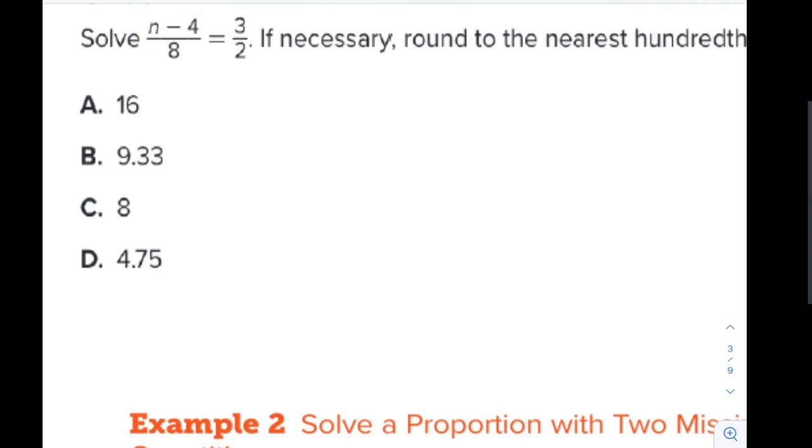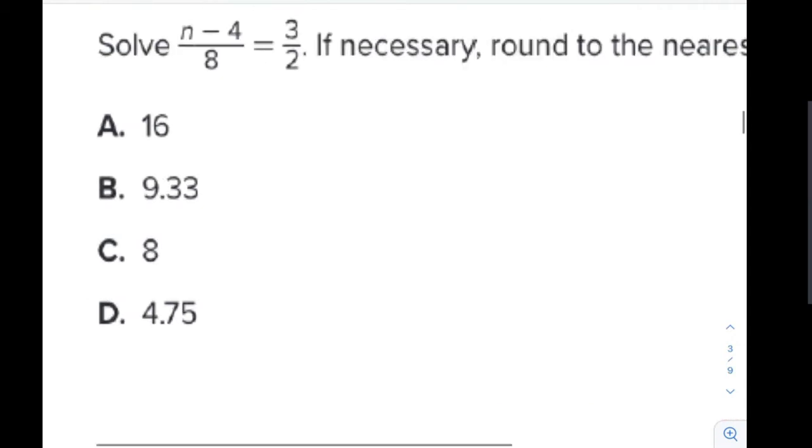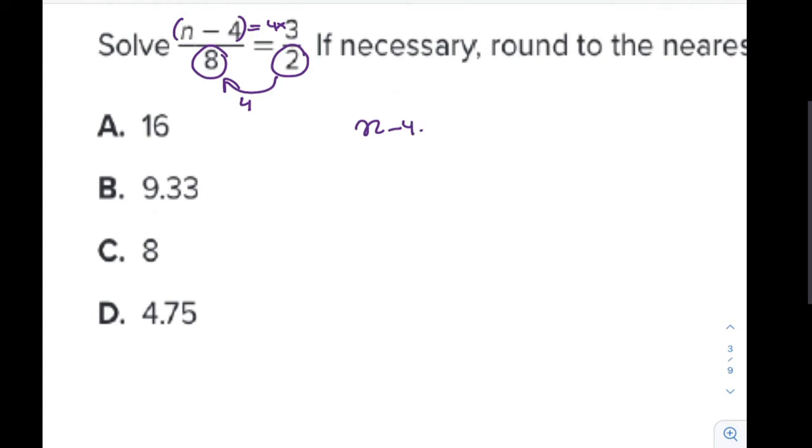Okay, let's check what is the answer. You have two approaches. You can do it mentally because you can notice that the 2 can reach the 4 by multiplying by 4. So you can multiply the 3 by 4 and this should equal n minus 4. So you can say that n minus 4 is equal to 4 times 3.